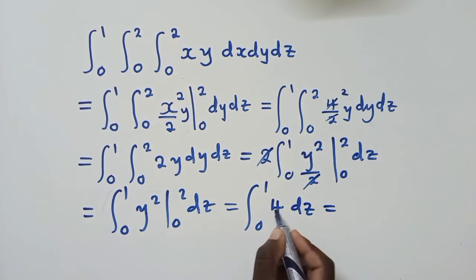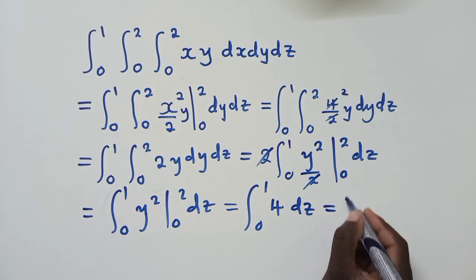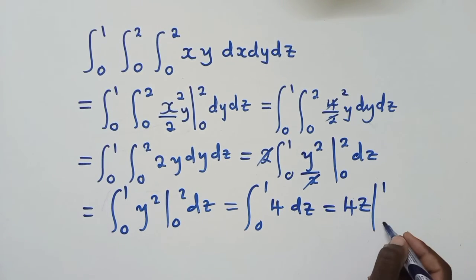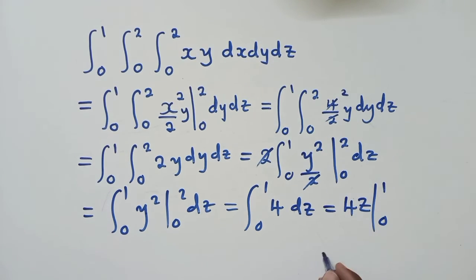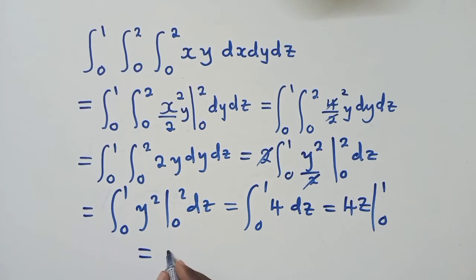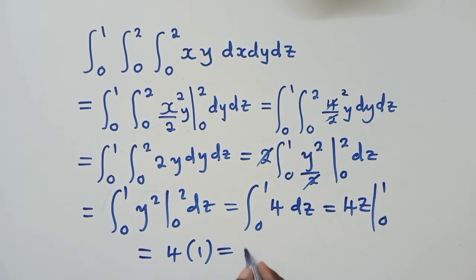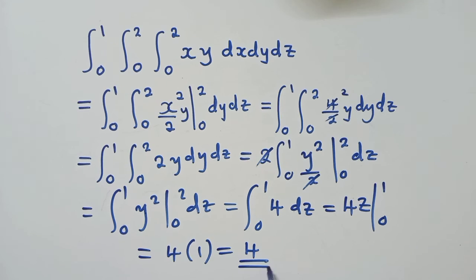Okay, next we integrate there, we shall have 4z, and then the limits is 0 to 1, which is equal to, here we have a 4, and when you put a 1 here, we shall just get a 4. Our solution in this case is 4.